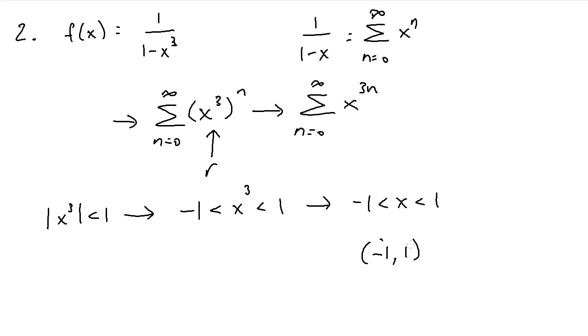Now we can test those endpoints once again, but similar to the last problem, if we plug both of these in for x, the r value will be 1. And remember, in order for the series to converge, the absolute value of r, which is 1, must be less than 1, and it is not. So that means it will diverge when we plug in the values of negative 1 and 1. So we cannot include those endpoints.